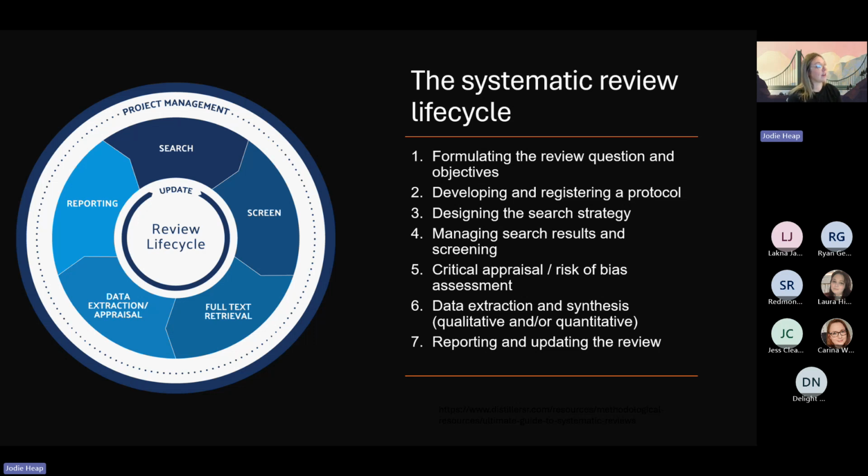We want to consider our critical appraisal and risk of bias assessment. How are we filtering this information? How are we comparing it with our colleagues, for example? Is there a discussion process in place for articles that we agree or disagree on? Then we can have a look at extracting the data and synthesizing the information, whether that's qualitative or quantitative. And then we can have a look at writing up the report and updating the review. It's so simple, really, when you say it like that.